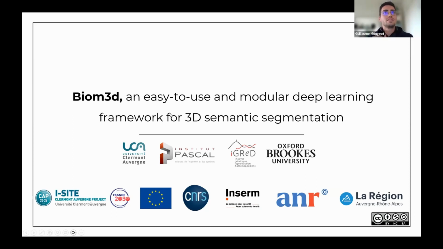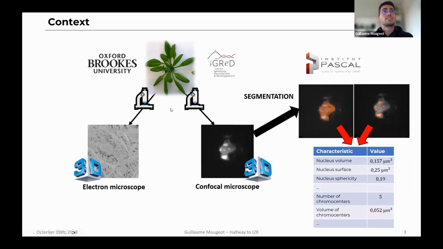Biom3d is an easy to use and modular deep learning tool that I developed during my PhD for 3D semantic segmentation. This tool was developed in a collaboration between three different labs, two in biology and one in engineering, and we are interested in segmenting 3D microscope images, either electron microscope images or confocal images.